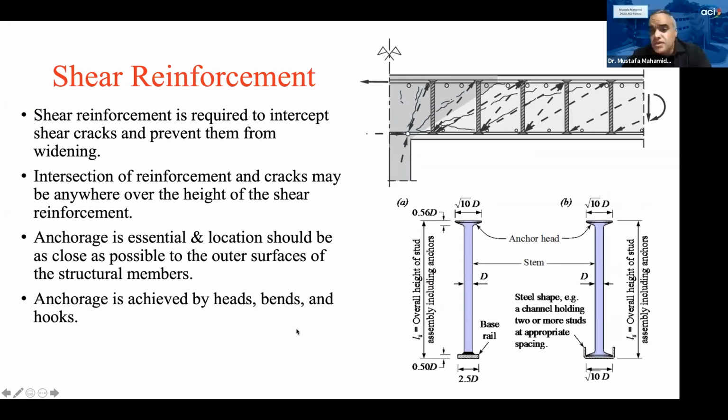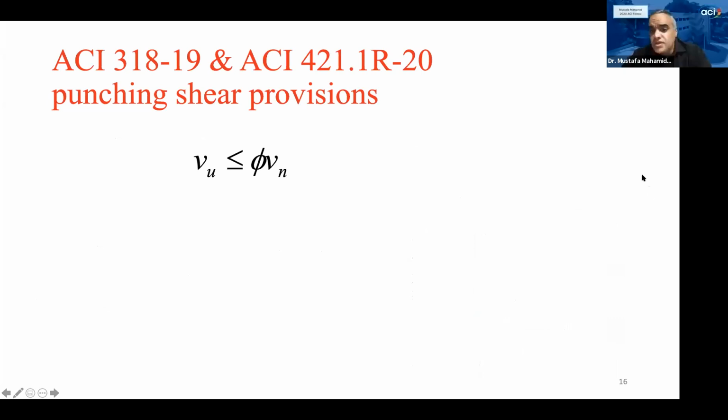Now, what do we use for punching shear? We do have provisions in ACI 318, but we also have ACI 421, a design guide by ACI. This is the latest, 421.1R, published in January 2020. There were several versions before this, but this is the latest, which guides you through how to design for punching shear or anything related to shear reinforcement in slabs.